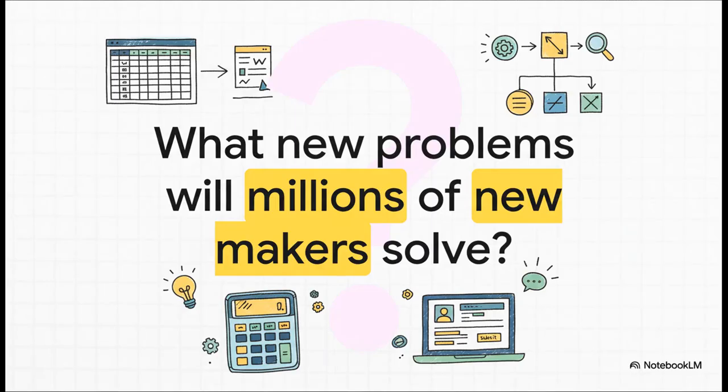And this leaves us with a really fascinating thought to end on. When you lower the barrier to entry this much, you don't just get more apps, you get totally different kinds of apps, solving problems that maybe a central IT team doesn't even know exist. So the question isn't if these millions of new makers will build things, it's what incredible new problems are they going to solve.